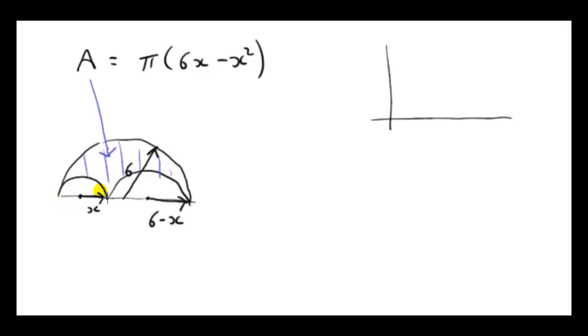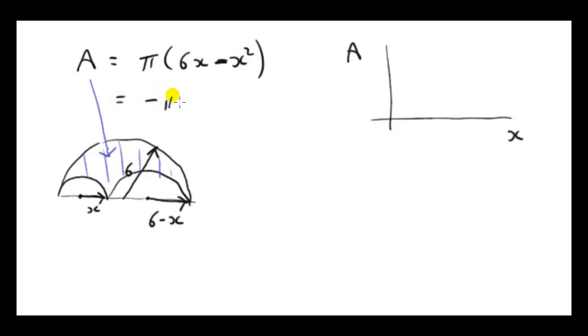Alright, so here's the picture. X is the radius of the first small semicircle. 6 minus x is the radius of the second small semicircle. So this shaded area is given by this formula. So what does the graph of this thing look like? Well, this is a quadratic. Okay, pi is just a number. The x squared term is negative. So the shape is an inverted parabola.